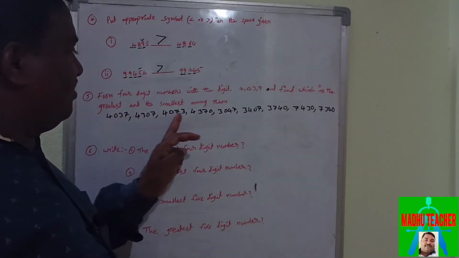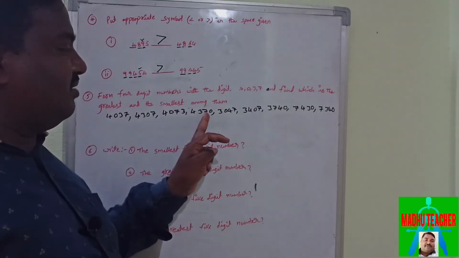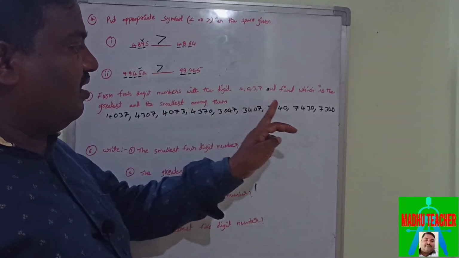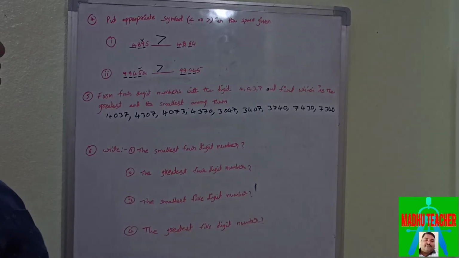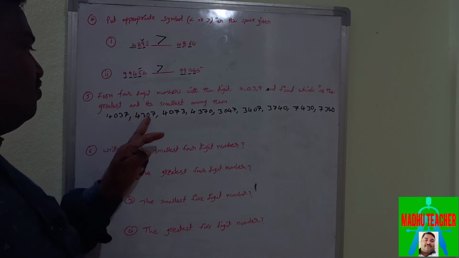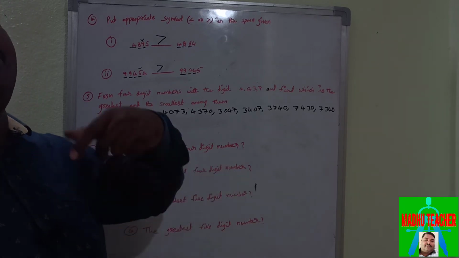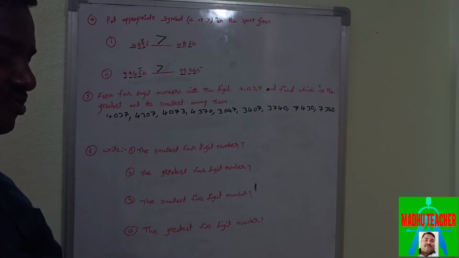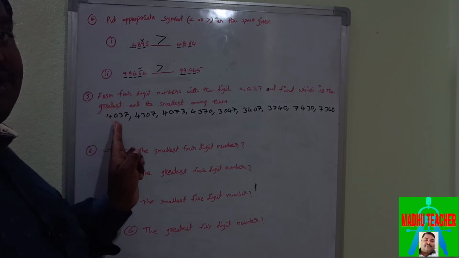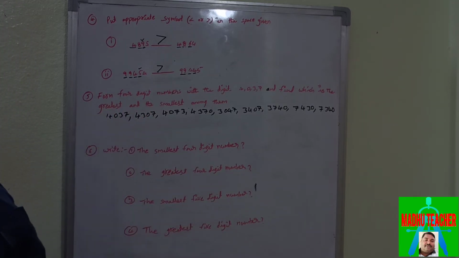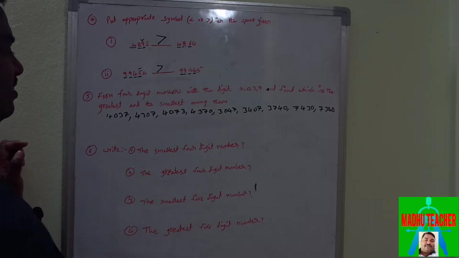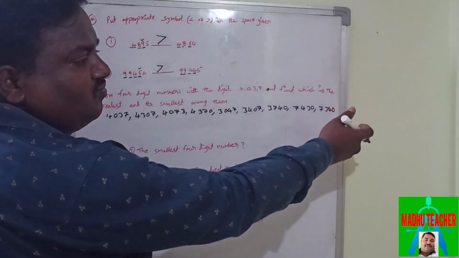So in all the numbers we kept 4, 3 or 7 in the thousands digit, but you should not write 0 in the thousands digit. Why? Because if you write 0 in the thousands place, it will become a 3-digit number. So you should not write 0 in the thousands place. Okay, so like this you can write some more 4-digit numbers.